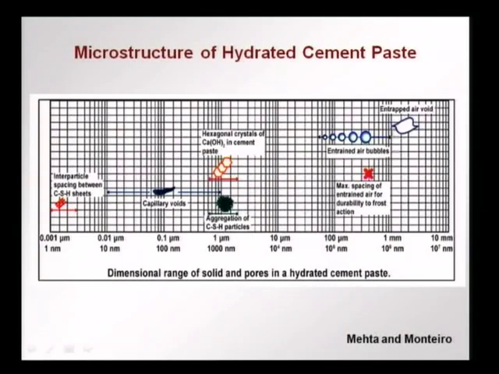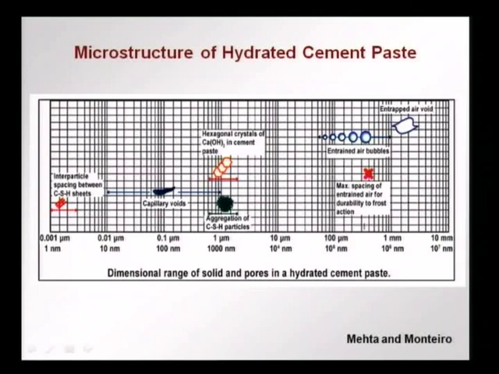However, there are air bubbles and air voids which can be quite large. They can even go up to few millimeters in size, and we find that in some cases we intentionally put in air bubbles, that is, we entrain air to give durability against freezing and thawing.